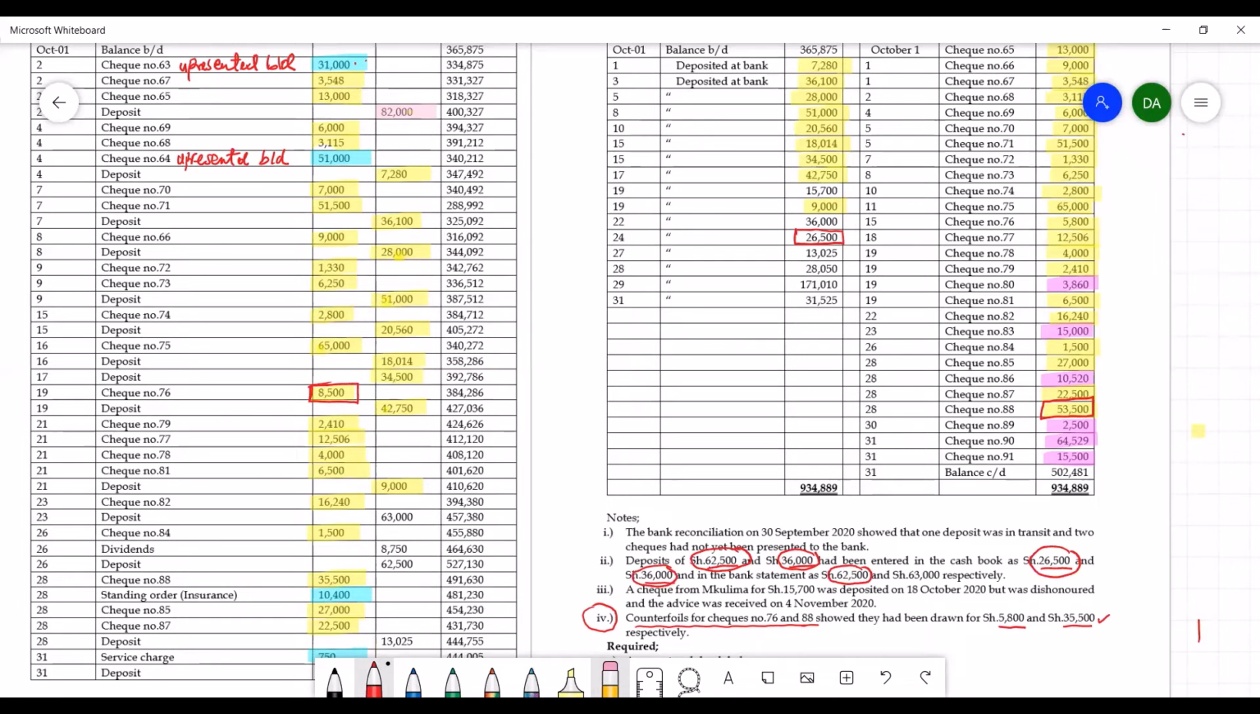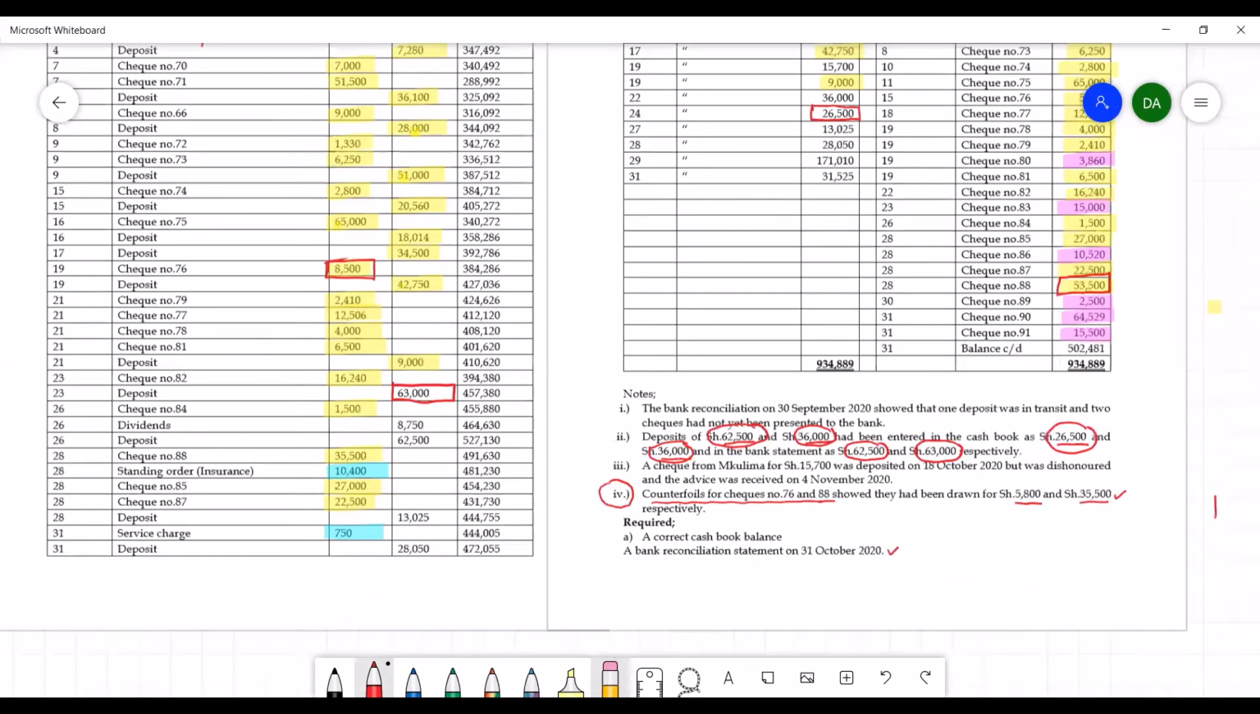But not recorded correctly was 36,000, which was recorded as 63,000. If you look at the bank statement, there's a 63,000 here. This was the error. It was supposed to be 36,000. And then there's a deposit of 8,050. There's a deposit of 62,500. This is correct. There's a deposit of 13,025, and that is also correct, as you can see here. That deposit is okay. This deposit is also correct.